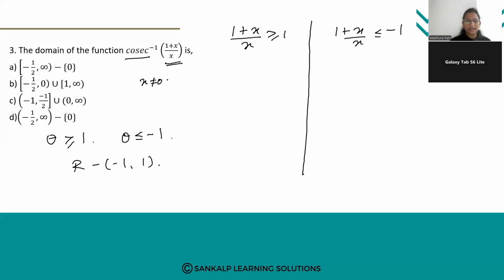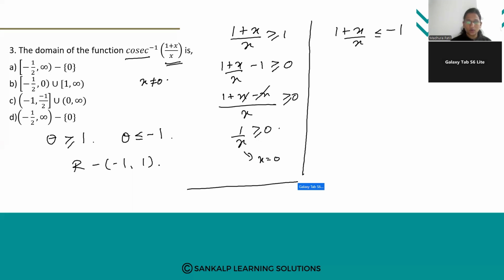So if I take minus 1 here, what do I get? This is greater than or equal to 0. If I take the LCM and solve, what I'll get here is minus x, so x and x cancel. So 1 by x is greater than or equal to 0. If I take the root here, it is x equals 0. So I will take the real line here, from minus infinity to plus infinity, and we have got the root as x is 0.